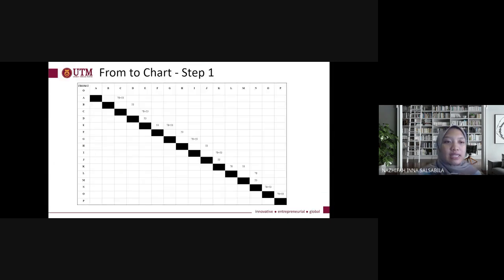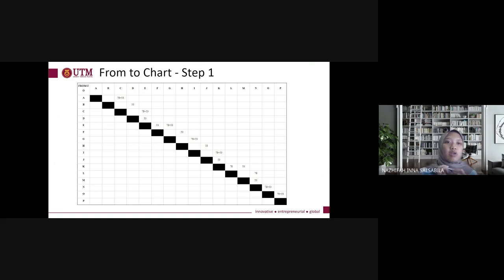Next slide. This is the from-to chart. So basically, this from-to chart is showing the material flow with the number of products that need to be moved from each department to the other.